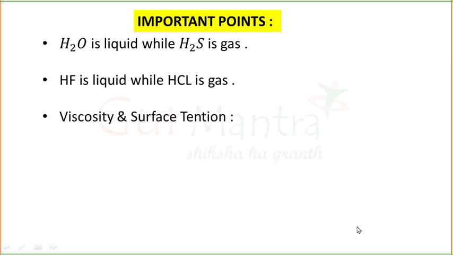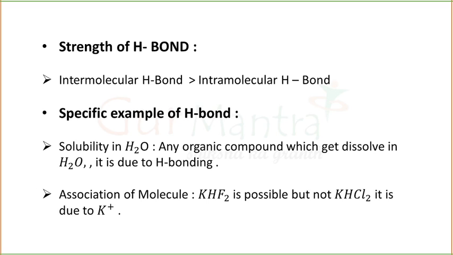Next, these are some important points which you need to remember, and these points are being explained in the next few slides. Number 1 is H2O is liquid while H2S is gas. Second point is HF is liquid while HCl is gas. And third point is viscosity and surface tension, which is explained in the next few slides. And the next important point is strength of hydrogen bond.